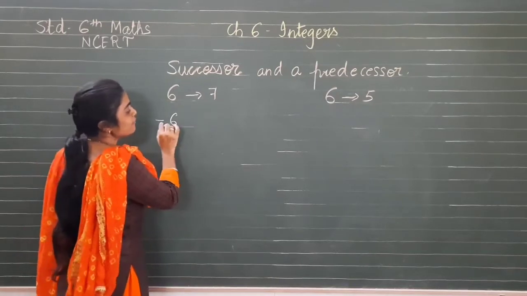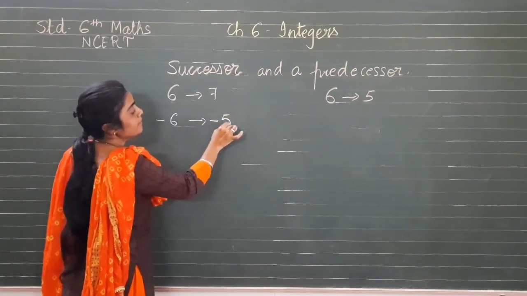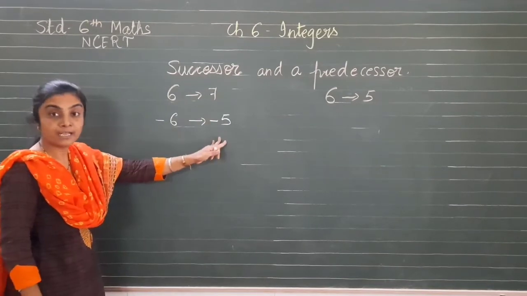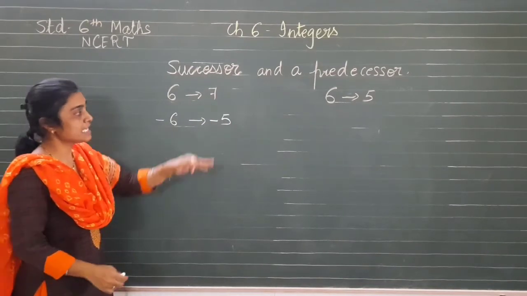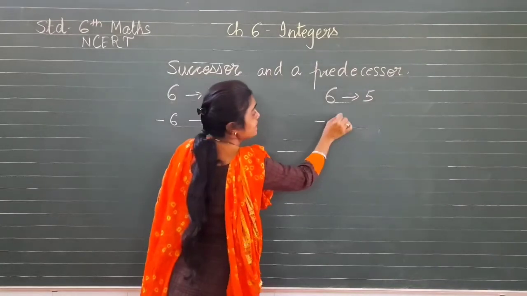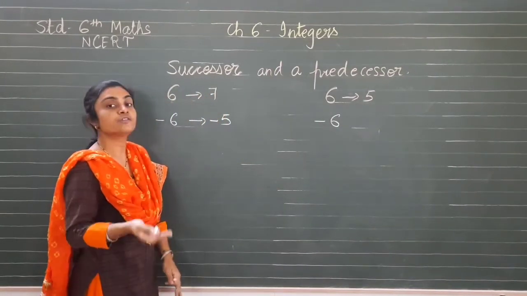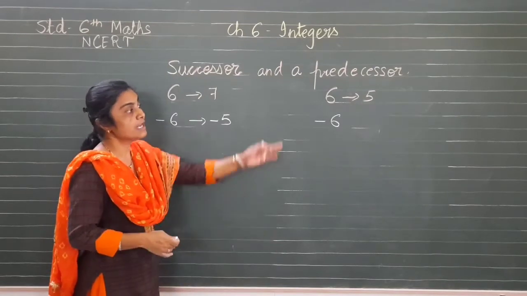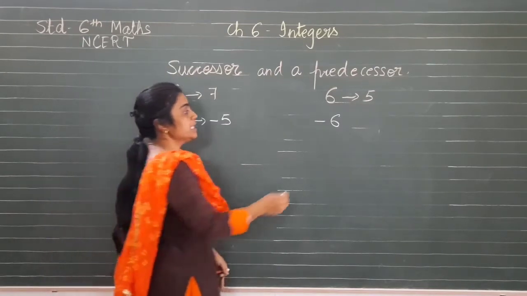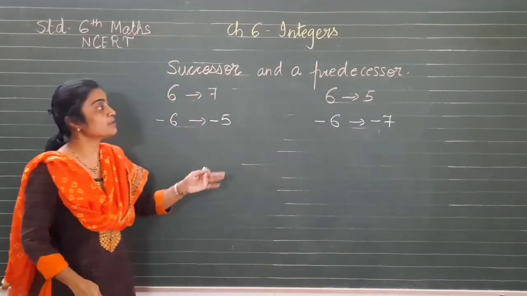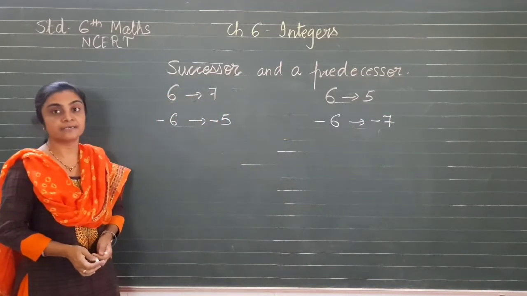So the successor of -6 will become -5. Well, let us see the predecessor. Predecessor of -6. That means you have to subtract 1. If you subtract 1 from it, it will become -7. So this was about the successor and predecessor.